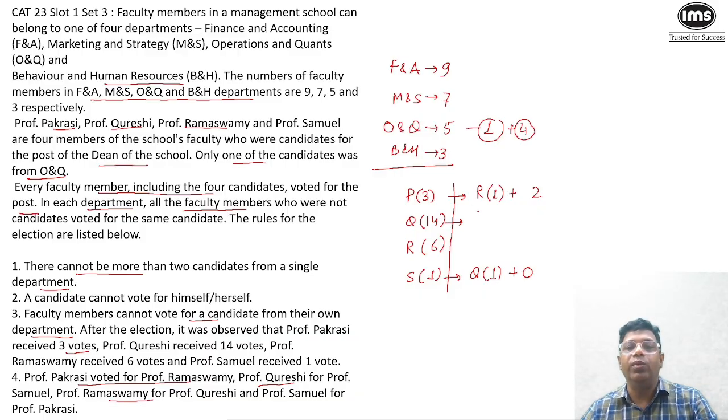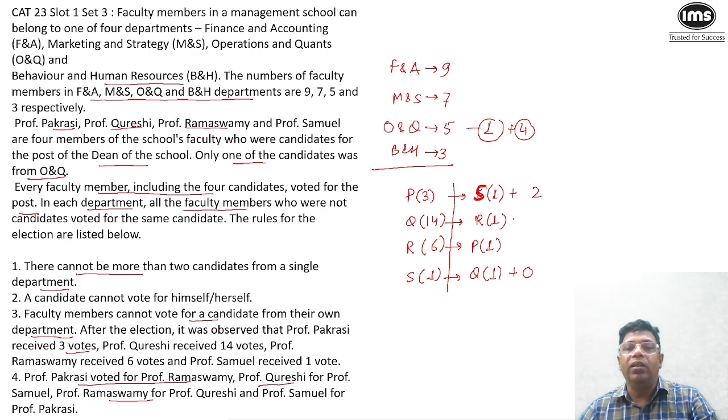R voted for Q. So Q is getting 1 vote from R. I'm sorry, I should have written it correctly. While P got, it's my bad. So now let me just correct it. So now that way P got the vote of S. Q got the vote of R. R got the vote of P. And S got the vote of Q.